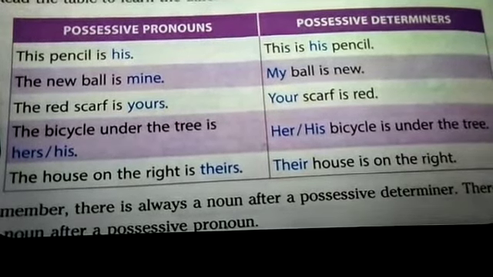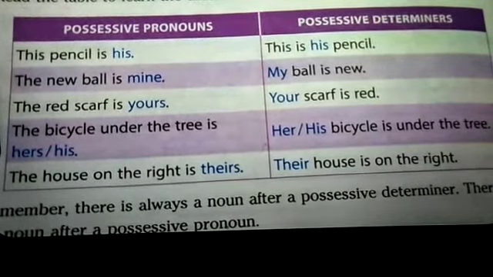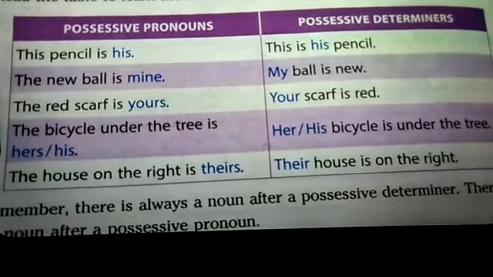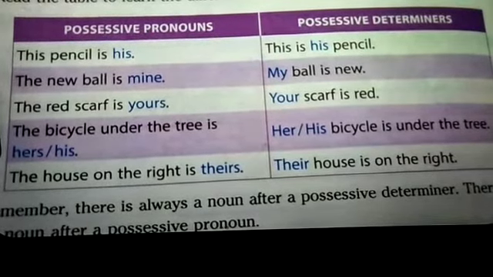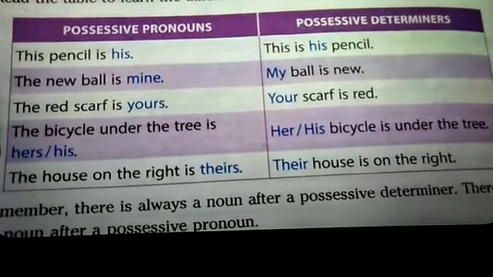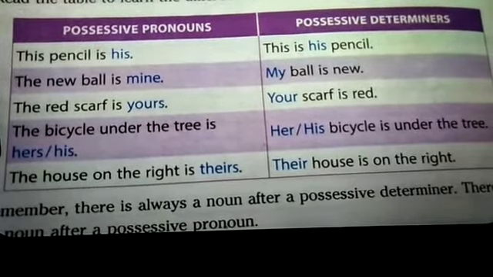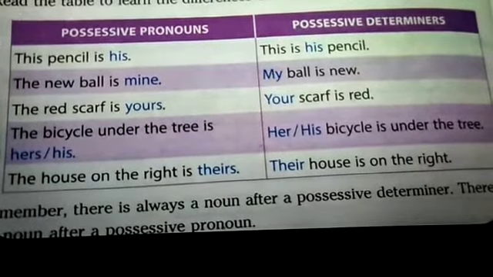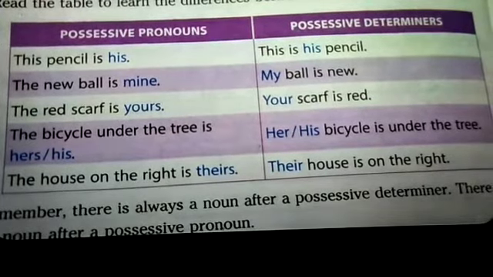Next one, the bicycle under the tree is hers or his. So this is coming under possessive pronouns. But in possessive determiners, her or his bicycle is under the tree. So her is here. Last one, the house on the right is theirs. This comes in possessive pronouns, and in the possessive determiners, their house is on the right. So remember, there is always a noun after a possessive determiner. There is no noun after a possessive pronoun.